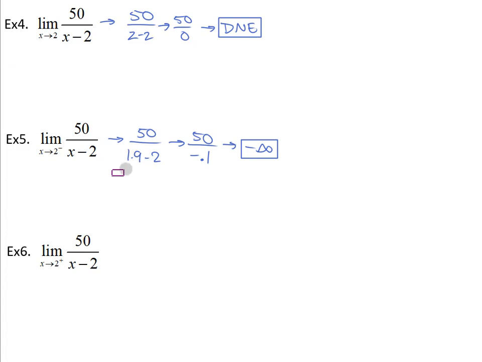Well, what happens if we approach the same value, though, from the right? Okay, so let's approach this one from the right. So we already know by plugging in, we'd get 50 over 0.